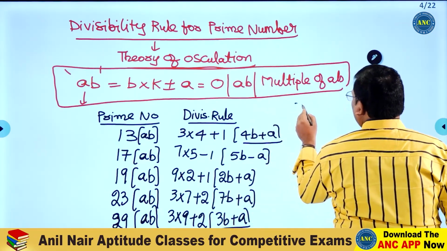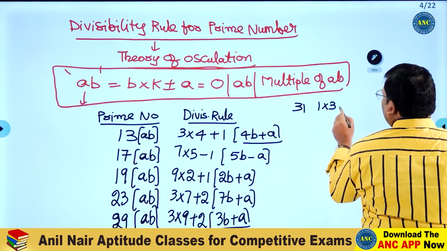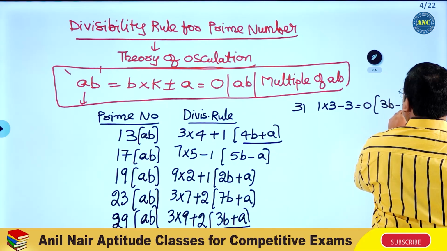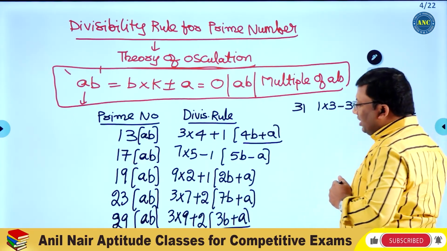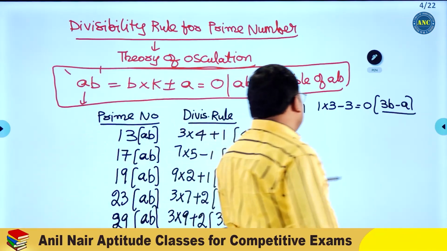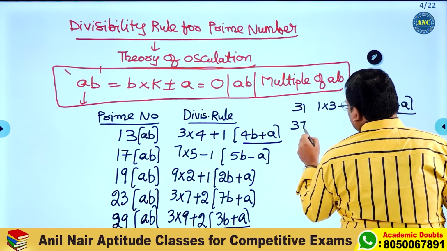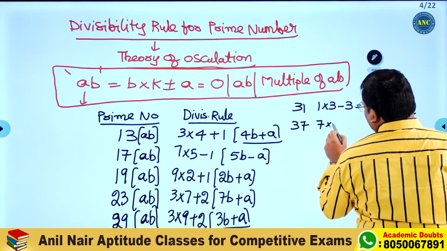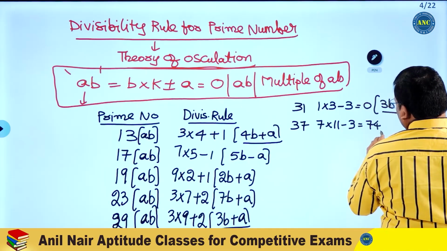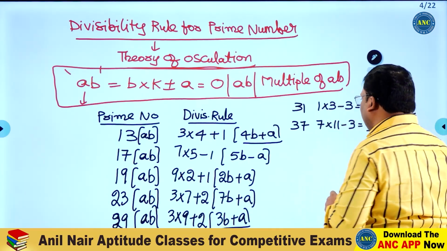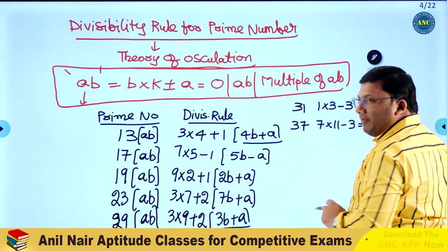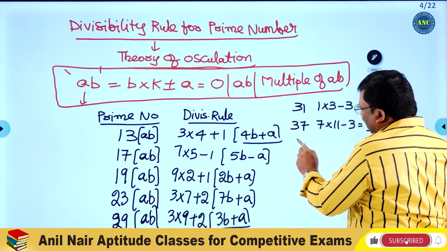If it is 31, I can write it as 1 into 3 minus 3, which is 0, which is 3b minus a. Similarly, tell me some other numbers after 31. The next number is 37. The divisibility rule of 37: 7 into 11 minus 3 is 77 minus 3, 74, a multiple of 37. So, this will be 11b minus a. I hope the idea is clear.